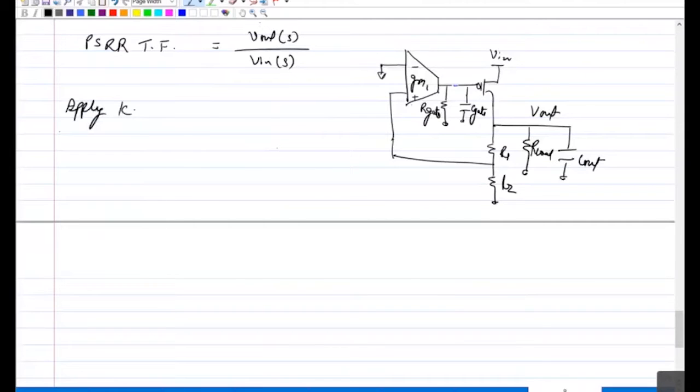So apply KCL at V out. So if this is V gate, what is V gate? How many currents do you have at the output? 3 currents. Which 3 currents? The current through R1, R2, the current through R load, and the current through C out.